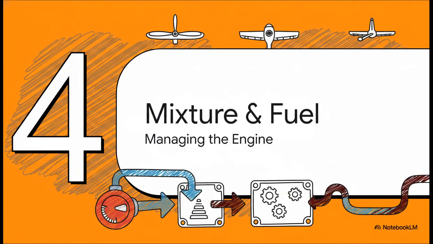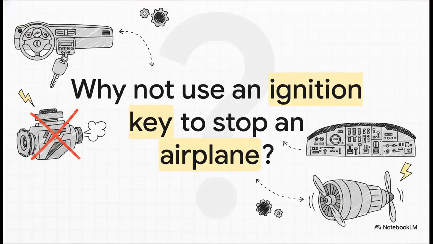Okay, Section 4, mixture control and fuel. Let's move right next to the throttle to the mixture control. That's the distinct red knob that manages our engine's exact diet of fuel and air. Let me pose a direct question here, just to challenge some of your ground school assumptions. When you park your car, you turn the key, cut the ignition spark, and the engine stops, right? So why don't we do that in an airplane? Why is the procedure to shut down an aircraft engine entirely different?